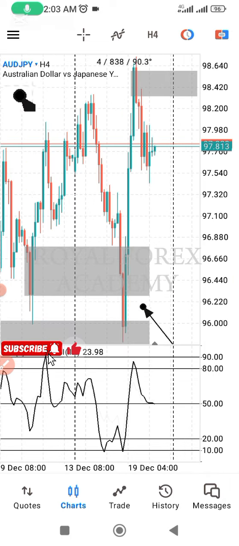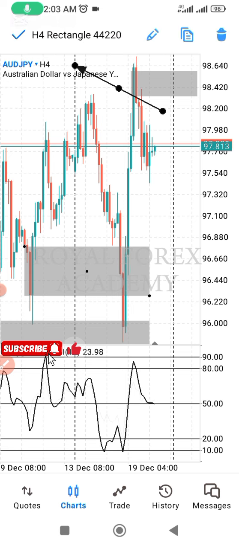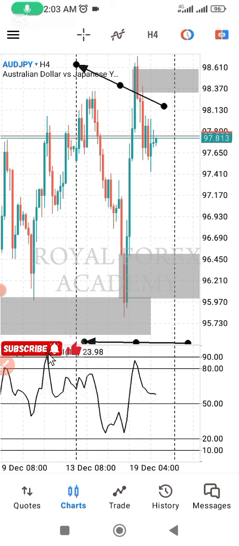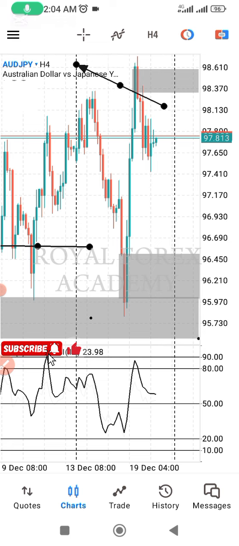Now that price has left this zone, and price has moved to the upside, what do I want to see? Price is still bullish, right? I'll be looking for opportunity to buy. Now I have another, here now is my order block, and I still have this support zone. An order block and a support zone.